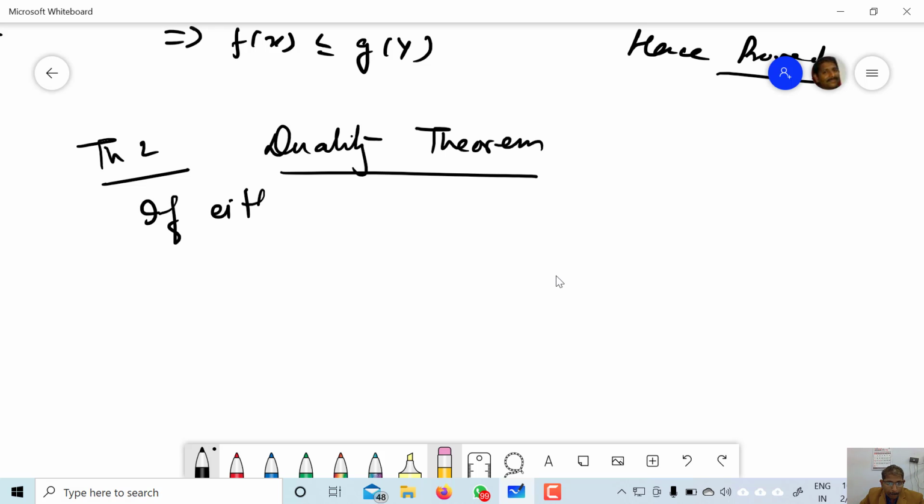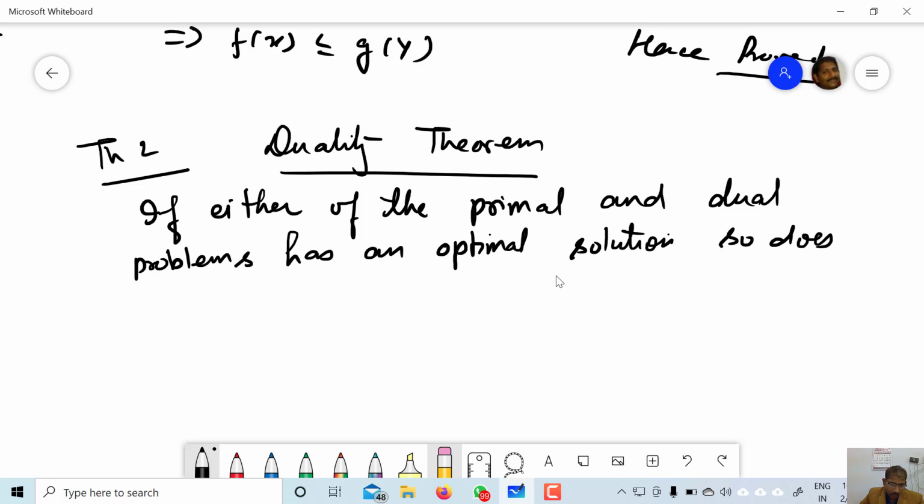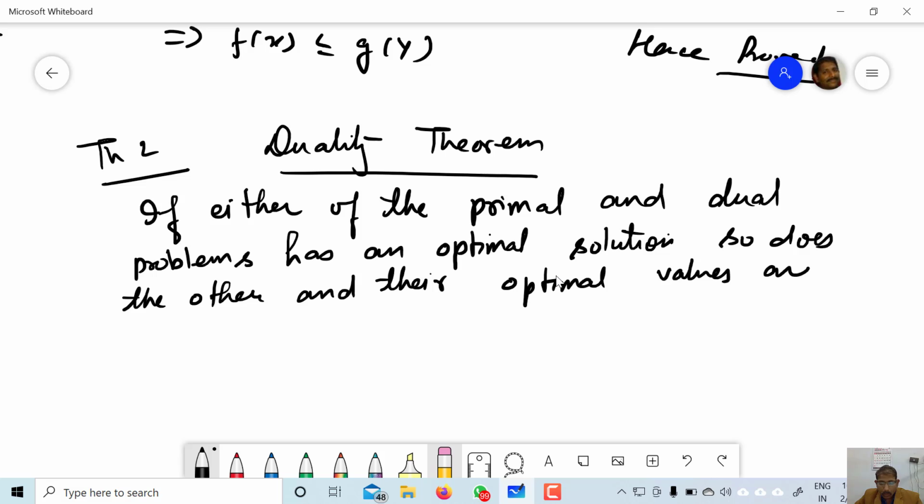If either of the primal and dual problems has an optimal solution, so does the other, and their optimal values are equal. This is the statement of this theorem.